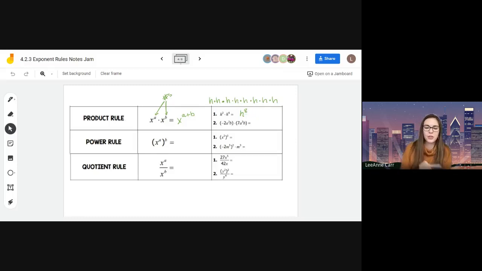So if you're ever scrambling on an assessment, let's say you lost your notes and you just don't remember what the product rule says to do, you can always expand out the expression and reason through these rules.